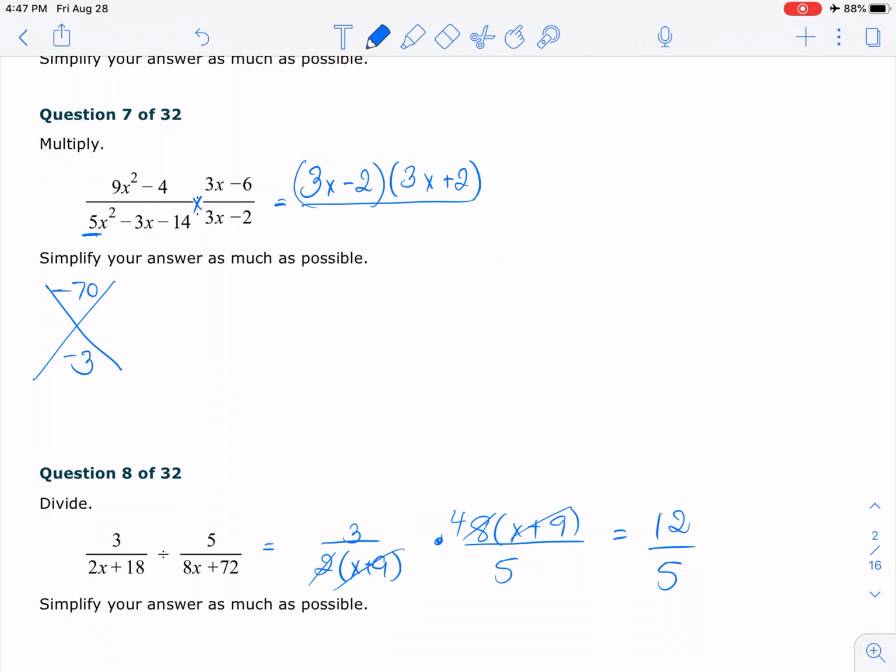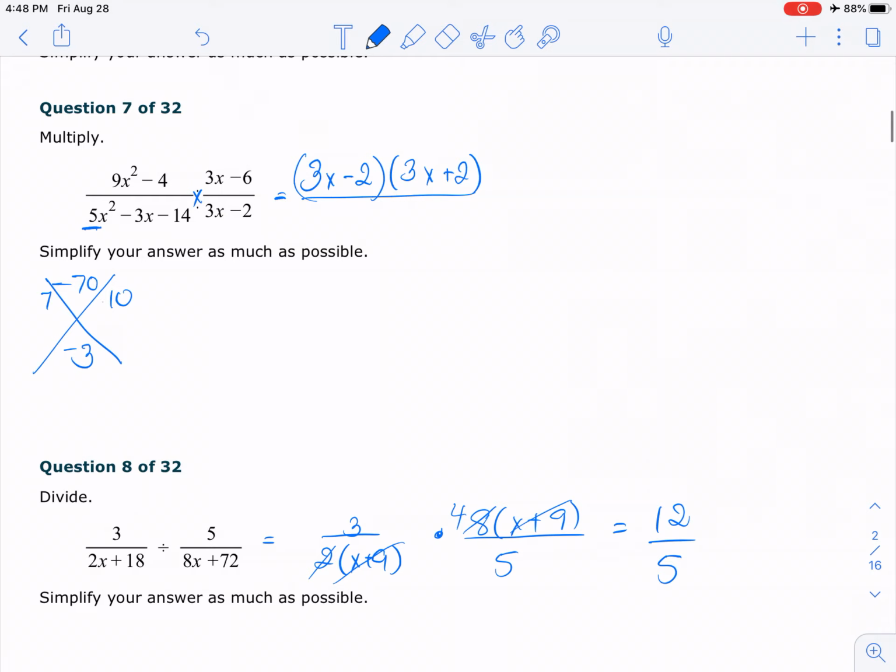I put negative 3 here. So I pick two numbers. When you multiply, you get negative 70, and when you add, you get negative 3. So my two numbers are going to be 7 and negative 10. All right, then I'm going to use this method that I use for factoring.